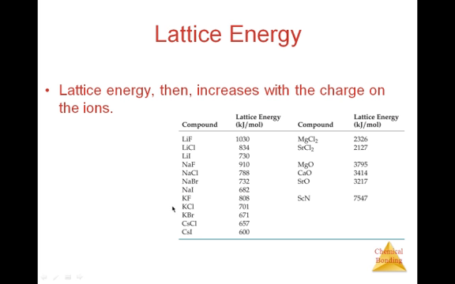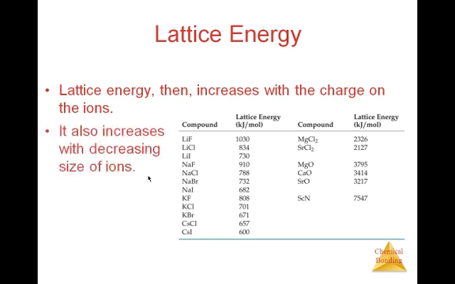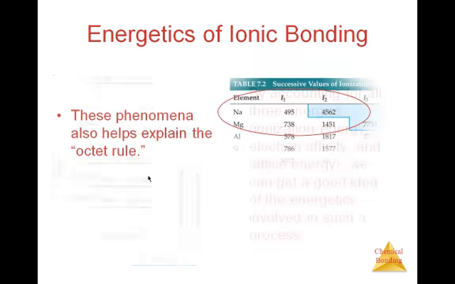So lattice energy increases with the charge of the ions, as you can see as we move down. Li has a positive charge, fluorine a -1 charge, and then as you move over to magnesium and chlorine, magnesium has a positive 2 charge, and you can see the difference. As you move down, you obviously have differences in lattice energy. It also increases with decreasing size of the ions.